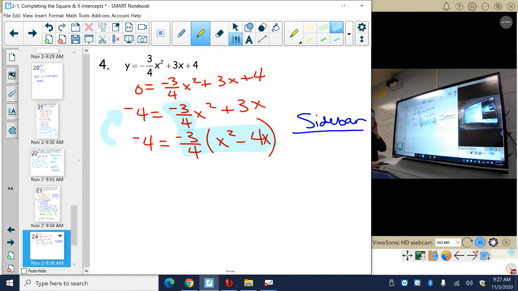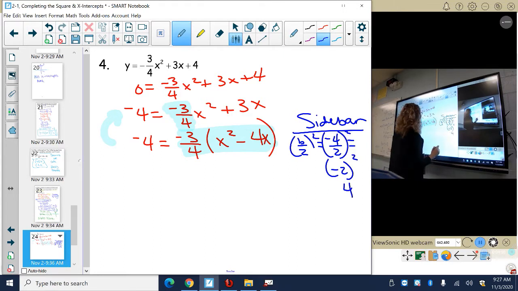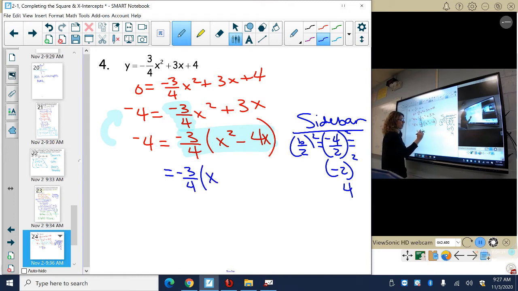Whenever you mentally distribute, if you don't get the above, then you have messed up and you need to make sure that you do the calculation again. So we're going to do sidebar. We are going to do b divided by 2 squared. So b is going to be negative 4 divided by 2 is going to be negative 2 squared is going to be 4. So this is going to be negative 3/4 parenthesis x squared minus 4x plus 4.